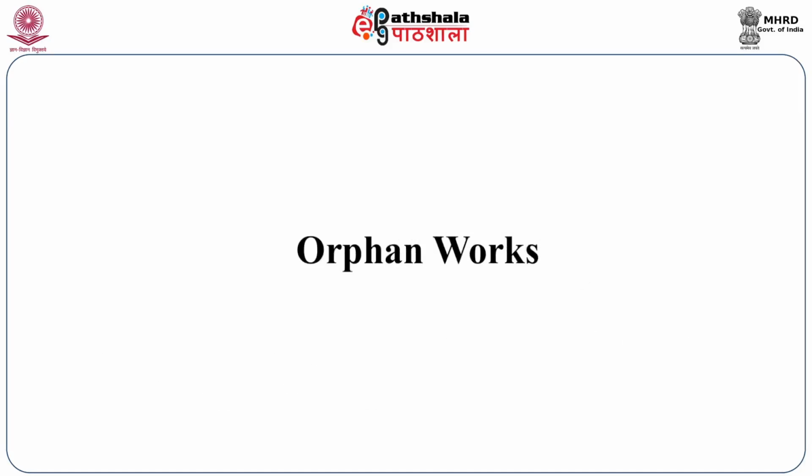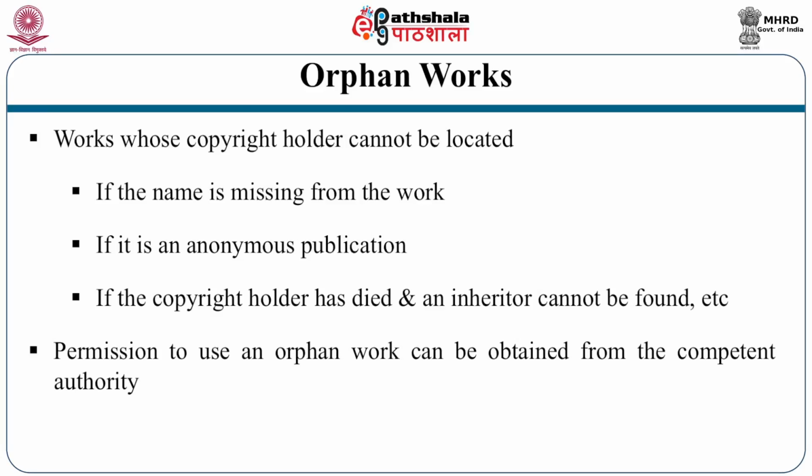Another category we can look at is orphan works. Orphan works are works which are still under copyright but whose copyright holder cannot be located. This may be due to several reasons. The name might be missing, or it may not be possible to trace the copyright holder, or the inheritor of the copyright holder's copyright may not be traceable. In such cases, these are referred to as orphan works. Copying of such works can be obtained from the competent authority, which I will be discussing later on under digitization activities.